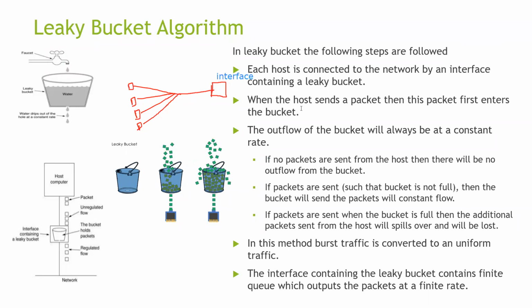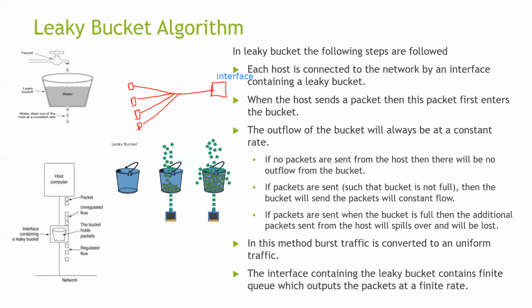Now, the second step is when the host sends a packet, this packet first enters the bucket. Means whenever a host sends a packet, it first enters this interface, the leaky bucket. Then it will be forwarded. Next thing is, the outflow of the bucket will always be at a constant rate. Means per second, however many packets it is sending, it will always send at the same rate.